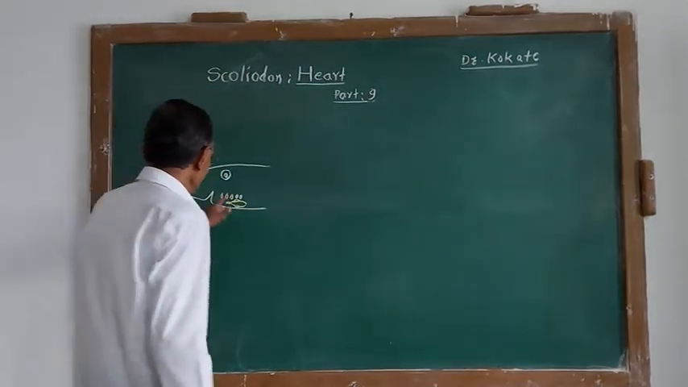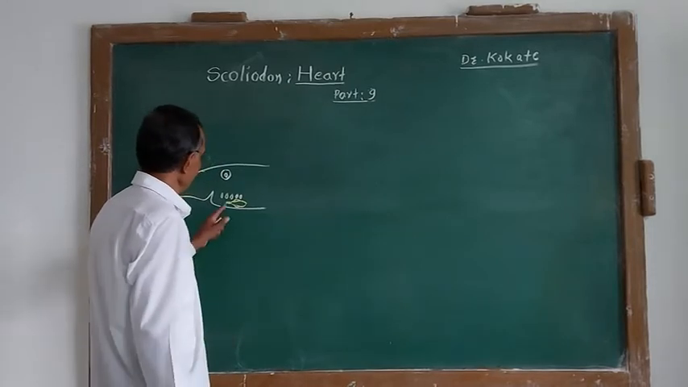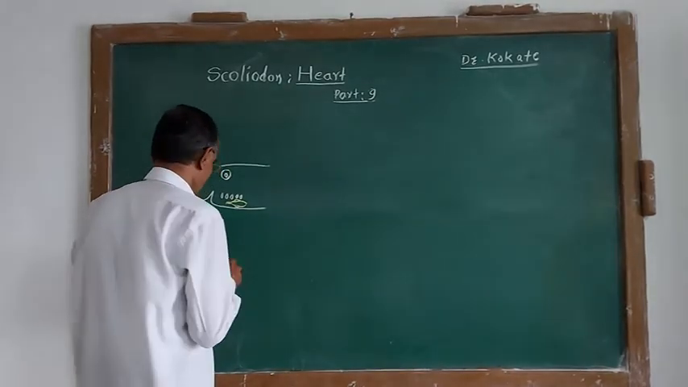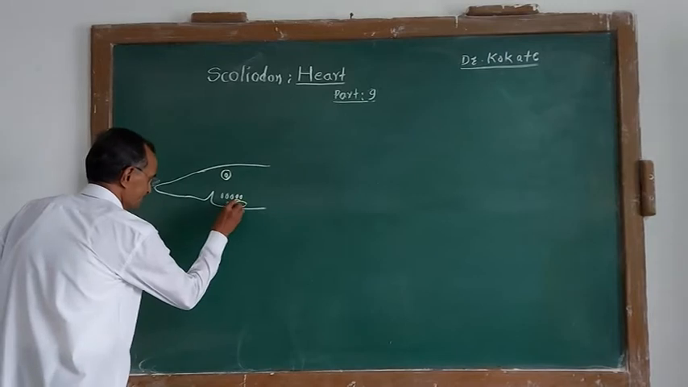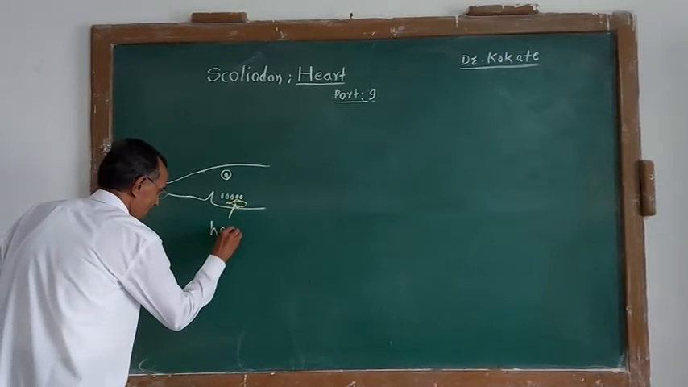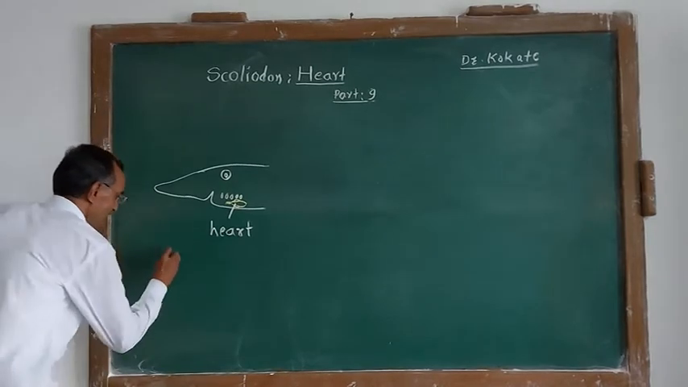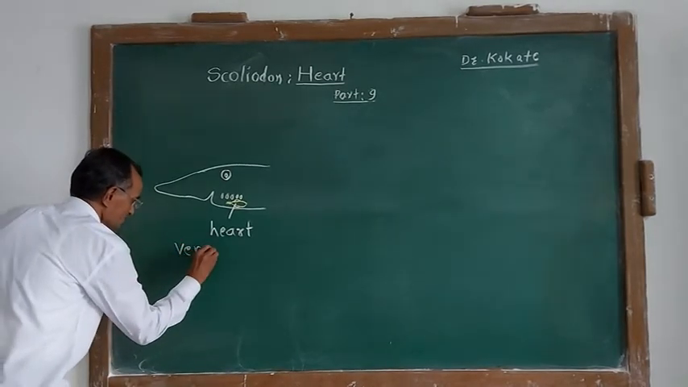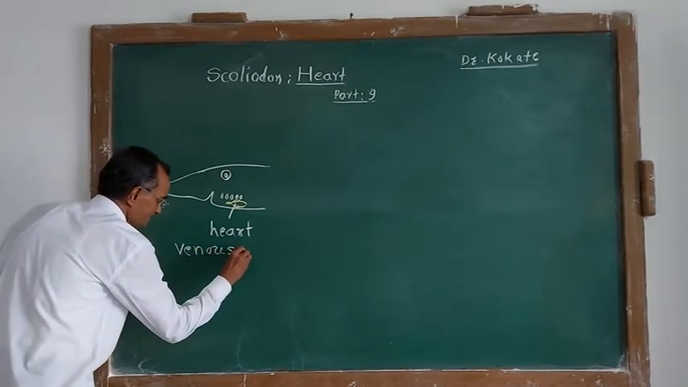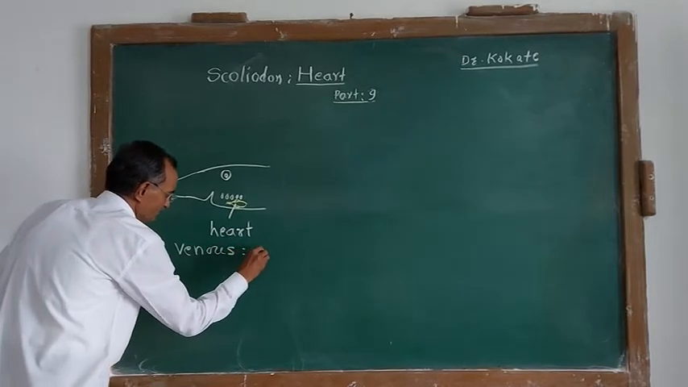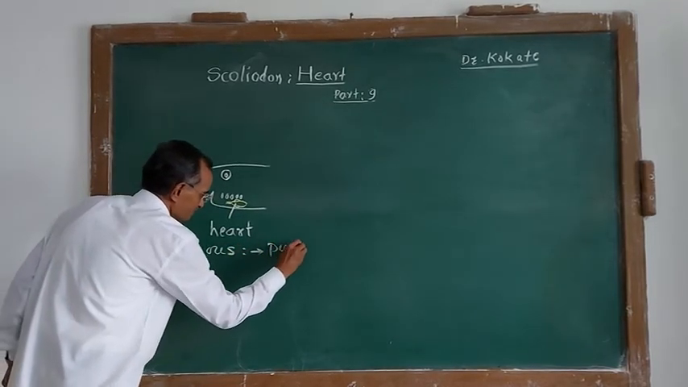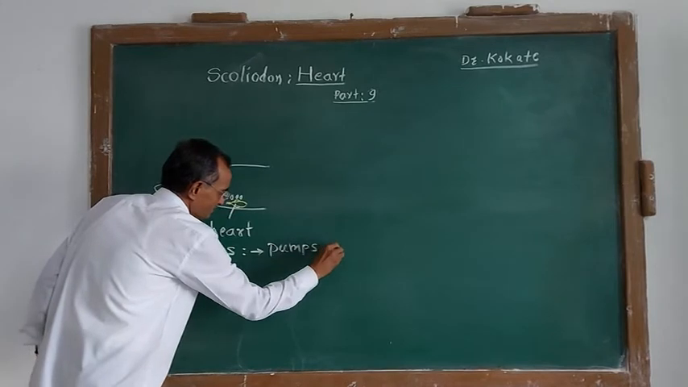Now this heart is a venous heart. The heart of Scoliodon, a fish, is called a venous heart. Why is it called a venous heart? Because it pumps only venous blood.